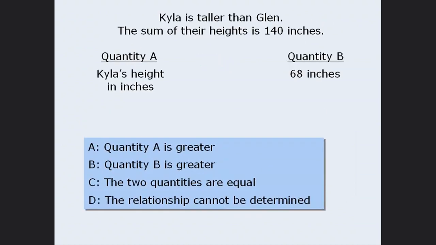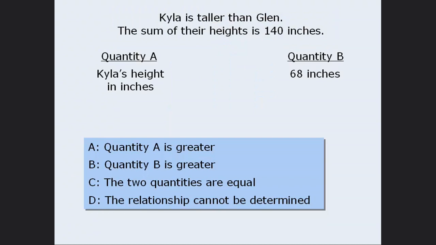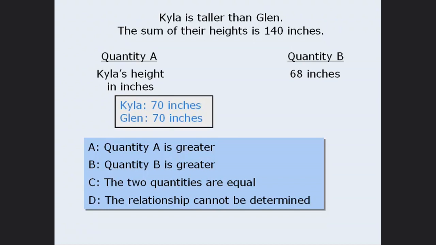Here's another one. As you can see, this question contains additional information about the heights of Kyla and Glenn. Any information that appears in this location is shared information that can be applied to both quantities. So here we're comparing Kyla's height with 68 inches. To solve this question, we should first recognize that if Kyla were 70 inches tall, then Glenn would also be 70 inches tall, since their heights must add to 140 inches.